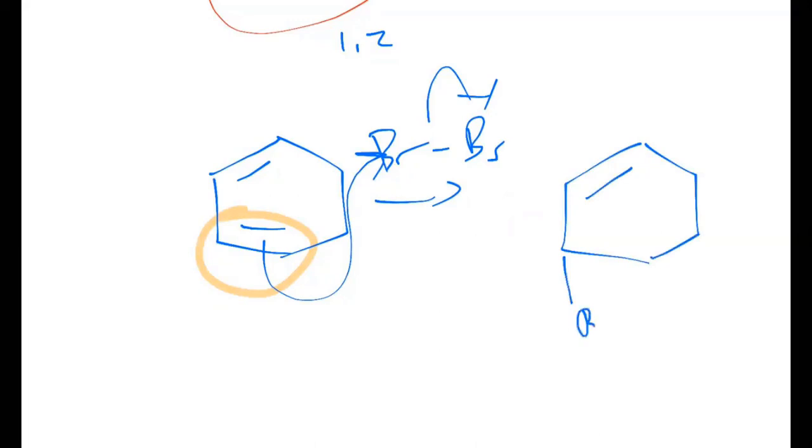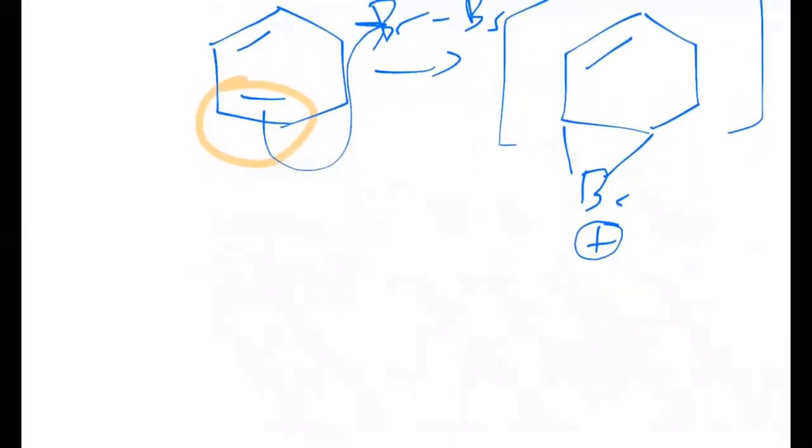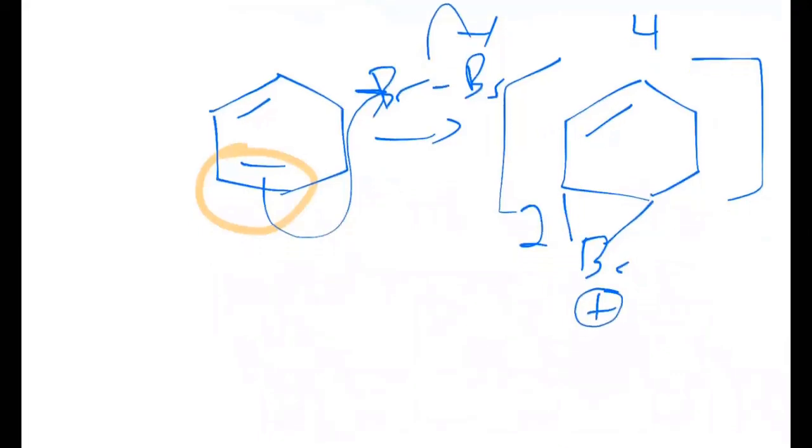But the intermediate looks like this, Br plus, right? Y'all remember that from part 1? Yes. It's called a bromonium ion, right? And so now we still have our 2 pathways open, right? The 1,2 pathway, this is carbon 2 right here, and then this is going to be carbon 4 up here, and it still follows the same mechanism, right?